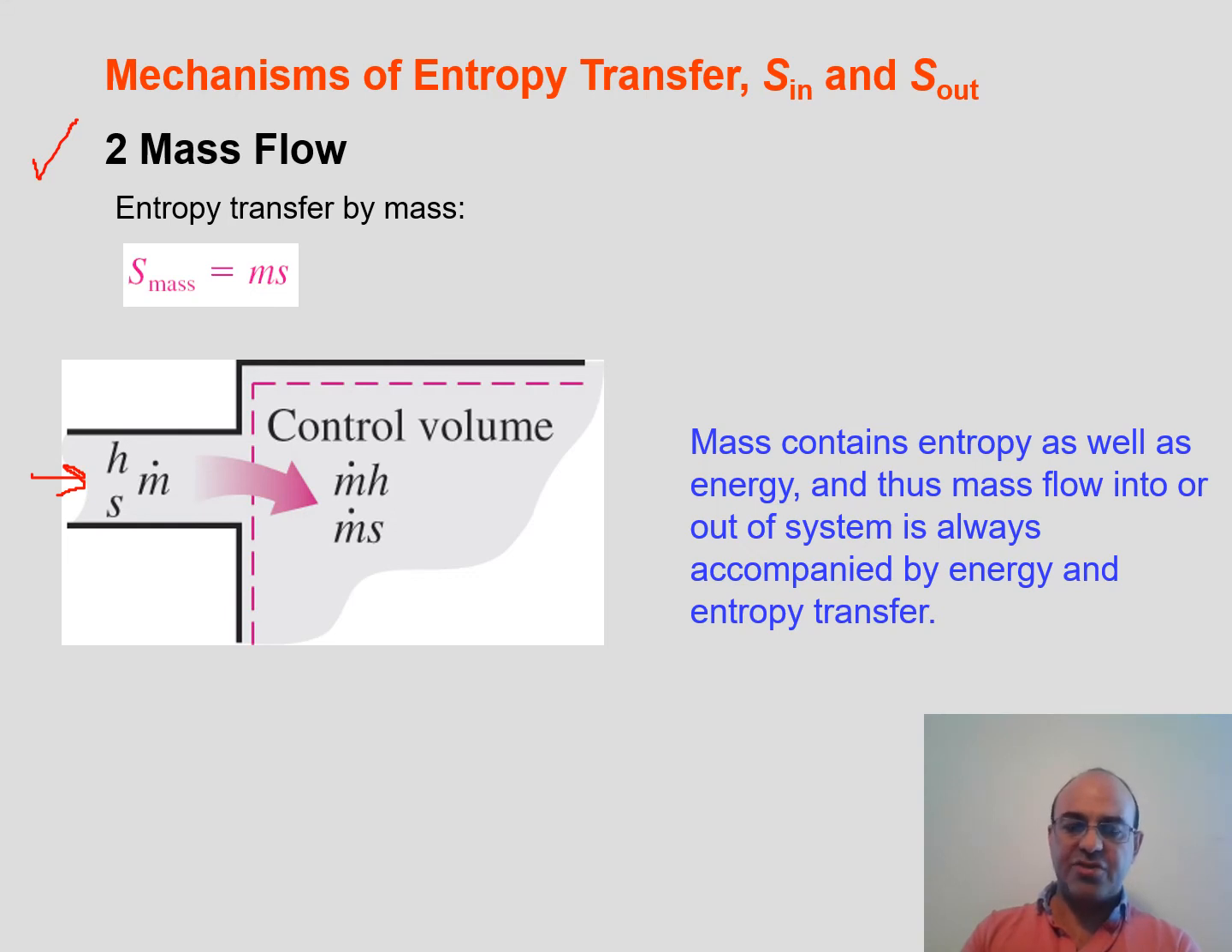Similarly, if we multiply m dot by s, the entropy, m dot s is the entropy which is transferred to this control volume. So entropy can be transferred by heat, not by work, and also by mass itself, because mass carries not only energy, it carries entropy as well. That's why when you look at the air tables and steam tables, entropy is listed the same way that enthalpy and internal energy are listed.